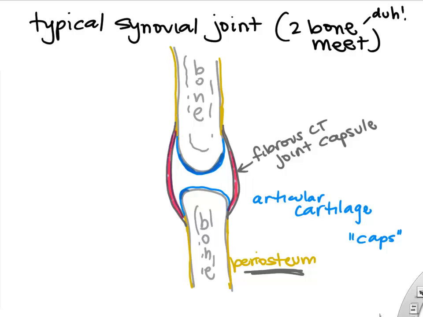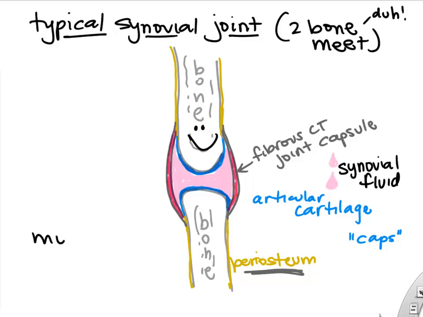Then in addition to the articular cartilage, we're going to fill that space in our joint capsule with synovial fluid. So synovial fluid helps cushion and lubricate that joint and protect it. All right, keeps your joint happy. So that's the typical synovial joint. Again, it has movement, quite a bit of movement.